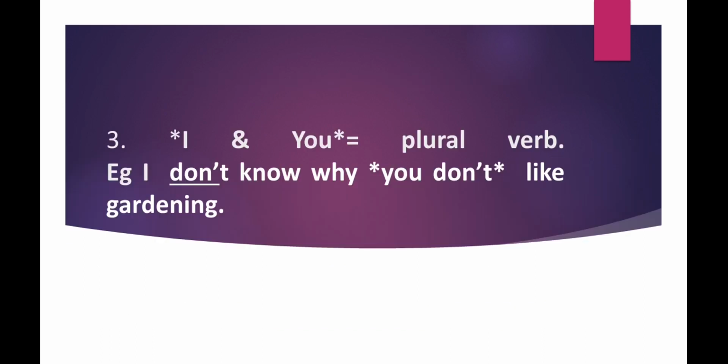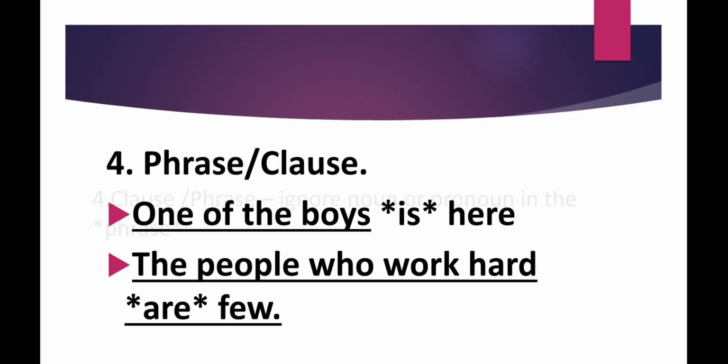Rule number 3 is very simple, that these two pronouns, that is I and you, always take plural verb. Example, I don't know why you don't like gardening. Clear? So if you have the subject as I and you, then make sure to pick up the plural verb. Point number 4.